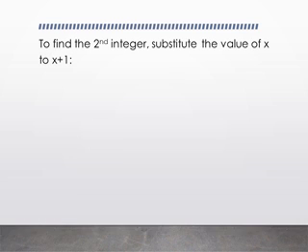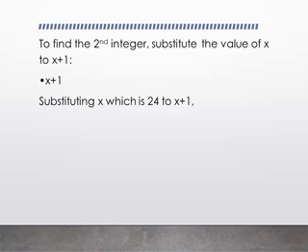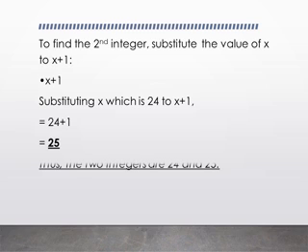To find the second integer, substitute the value of x to x plus 1. X plus 1 as the second integer, substituting x, which is 24, to x plus 1 is equal to 24 plus 1, which is equal to 25. Thus, the two integers are 24 and 25. Let's proceed to our second example. We have problem number 2.